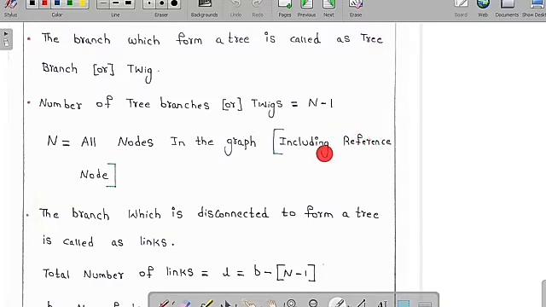So we can say simply here the number of twigs is equal to n minus 1, where n is the number of total nodes present in the given graph. We have to include the reference node also. The branch which is disconnected to form a tree is called a link. I have already told you the branches which are disconnected to form a tree are called the complementary tree or co-tree or chords, or also the links.